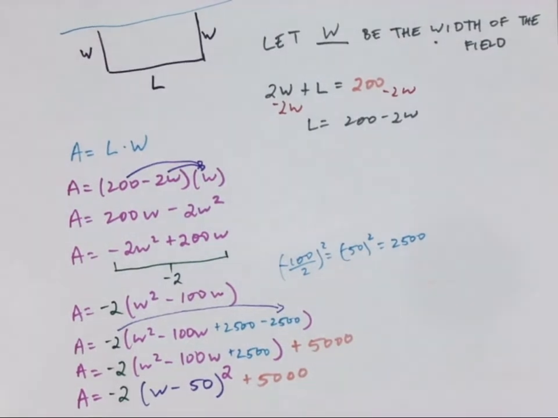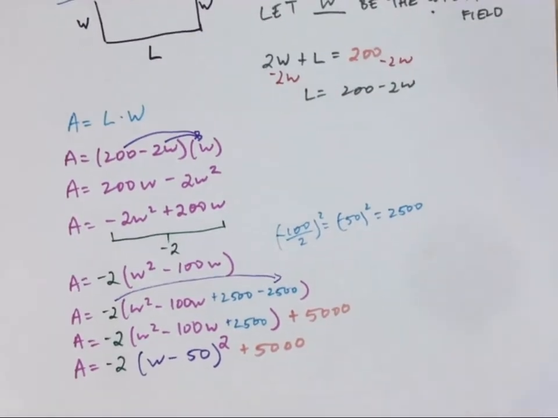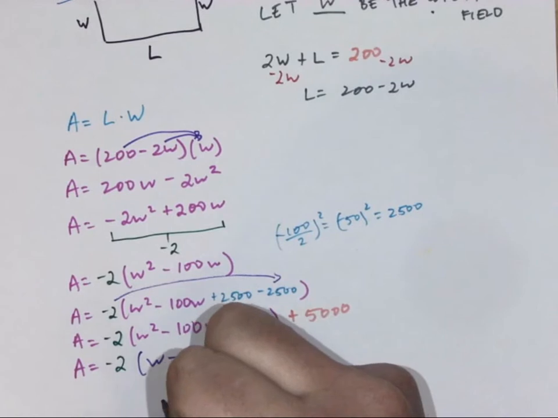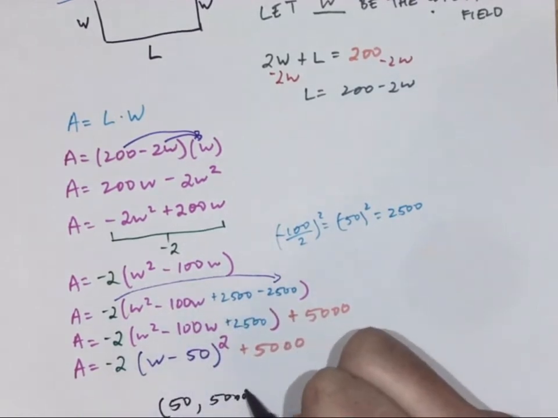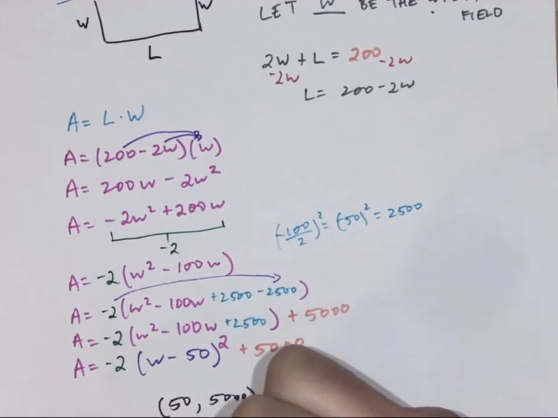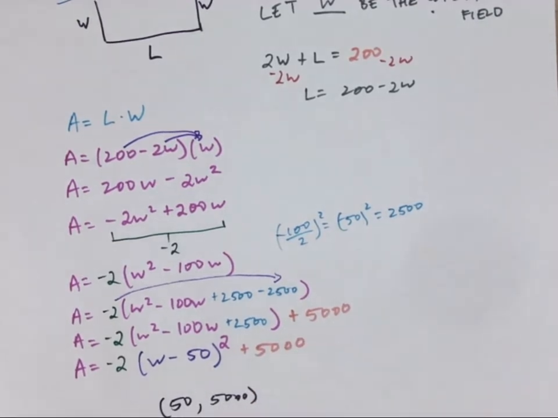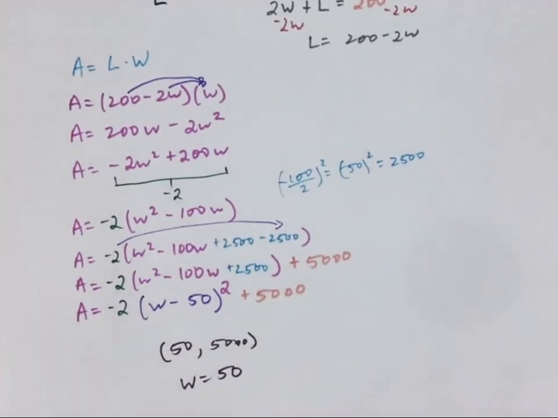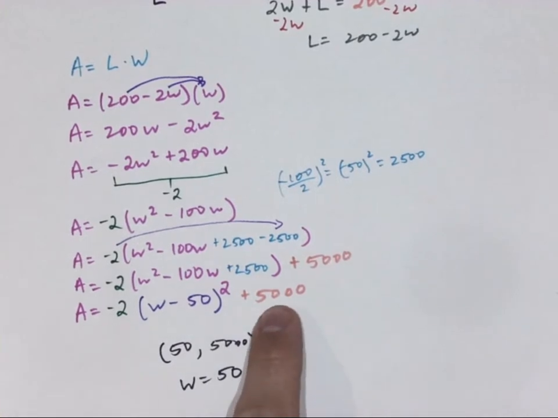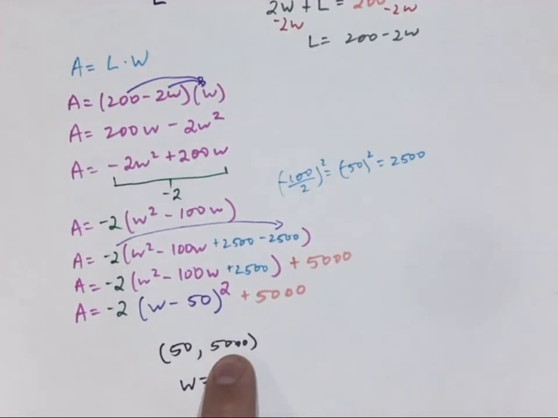What was the point of that? The point was we have a solution for w. We've solved for w. So from there, remember the vertex is 50, 5,000, which means that w is 50. If w is 50, we have just solved the width. This is the maximum. That's the maximum area that's enclosed by 200 meters of fencing on 3 sides.